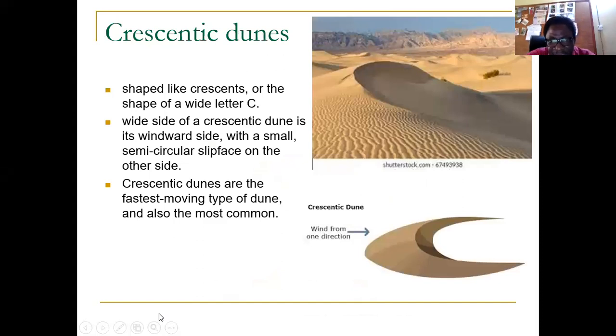The crescentic dune has the shape of the crescent of the moon. You have wind flowing from one direction, and then there's an arc on the other side, like a C. Crescentic dunes are fast-moving dunes, and they are very common.